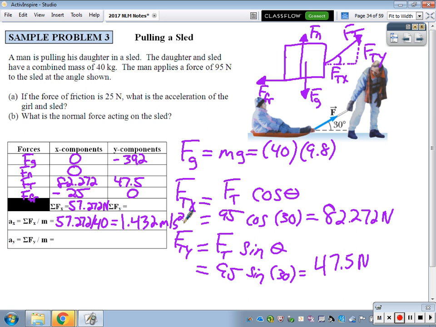No. We'd probably have to be told if it were, but there is no acceleration along the y-axis. So what does that tell us the sum of the forces has to be on the y-axis? It also has to be 0 newtons.